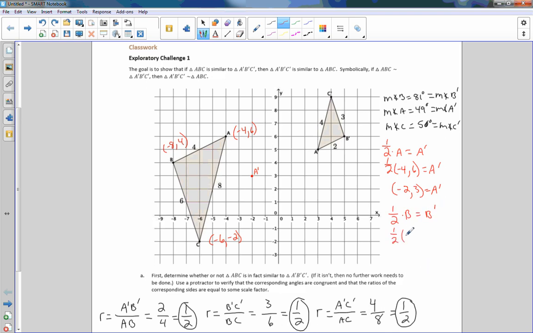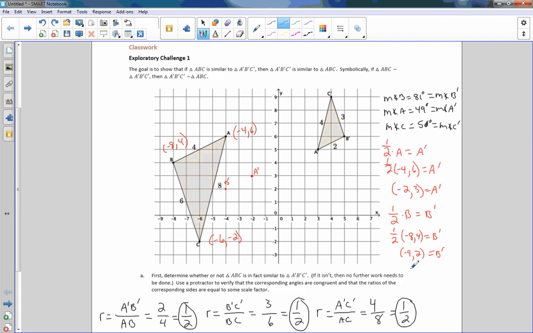1/2 times the point B, which is (-8, 4), is going to equal B prime. And 1/2 of -8 is -4, and 1/2 of 4 is 2. And so my B prime is (-4, 2), which is right here. And that is B prime.